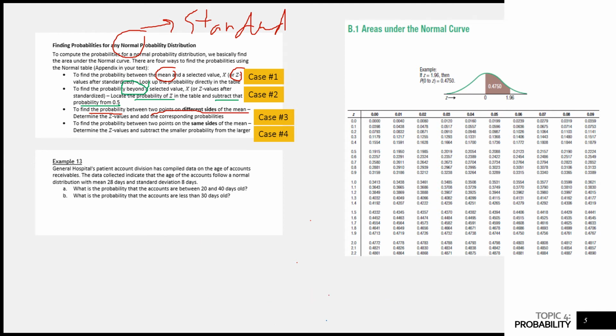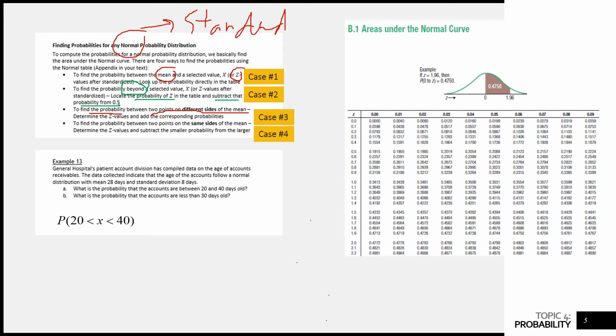Now let's look at question A. This is how we write it. You want to find the probability that the account is between 20 and 40. Remember, you need to define your random variable first. So in this case, our x is what? It is the age of the account, the number of days. The account is between what days?